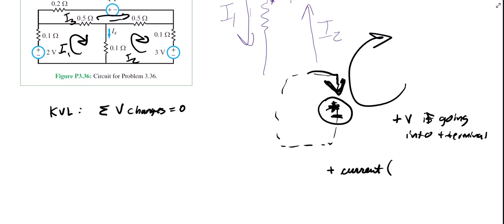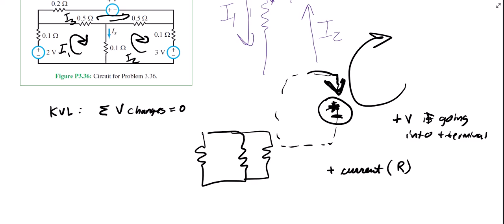But I do want to be careful if I'm on the outside branch, so let's say this is my mesh, and this is I1, and this is I2. If I'm on my outside branch right here, that's R1, that voltage would just be I1 R1. But when I come to this inside one, and that's R2, the current through that branch is I1 minus I2 times R2. So the currents that are going through the shared branches are combinations of currents.